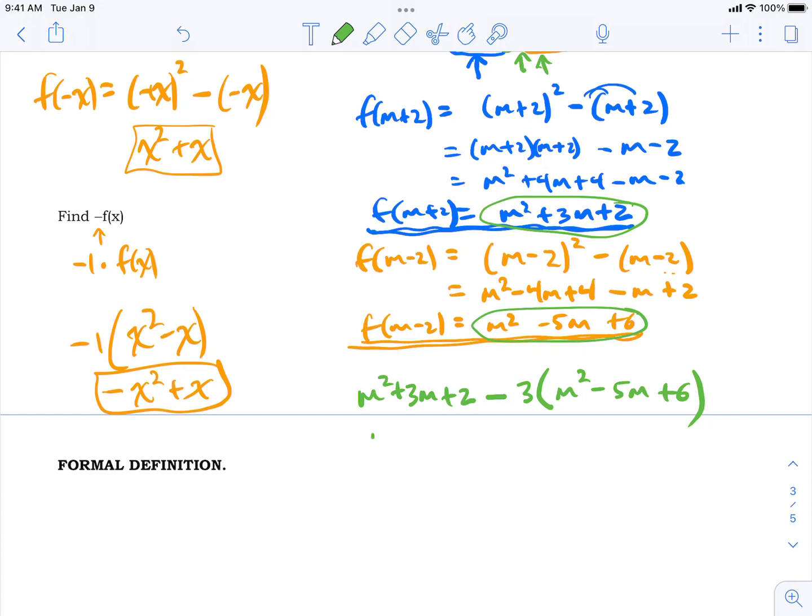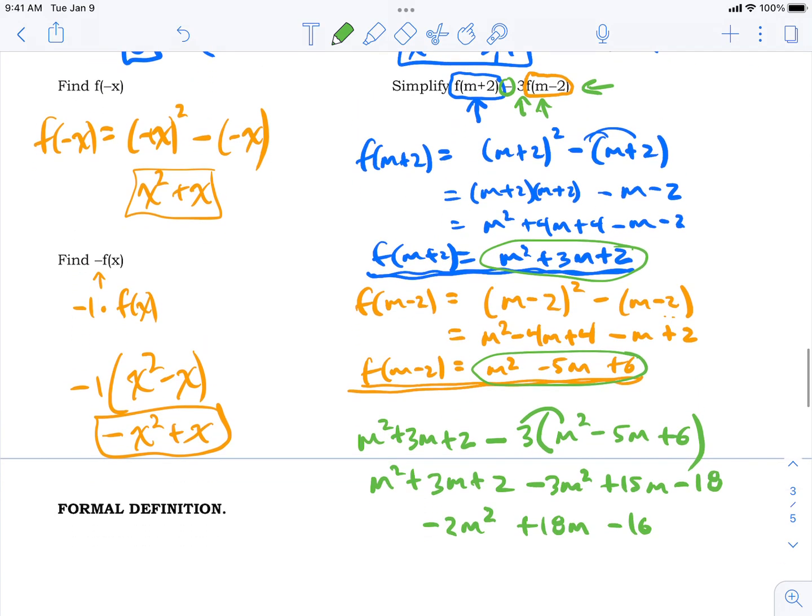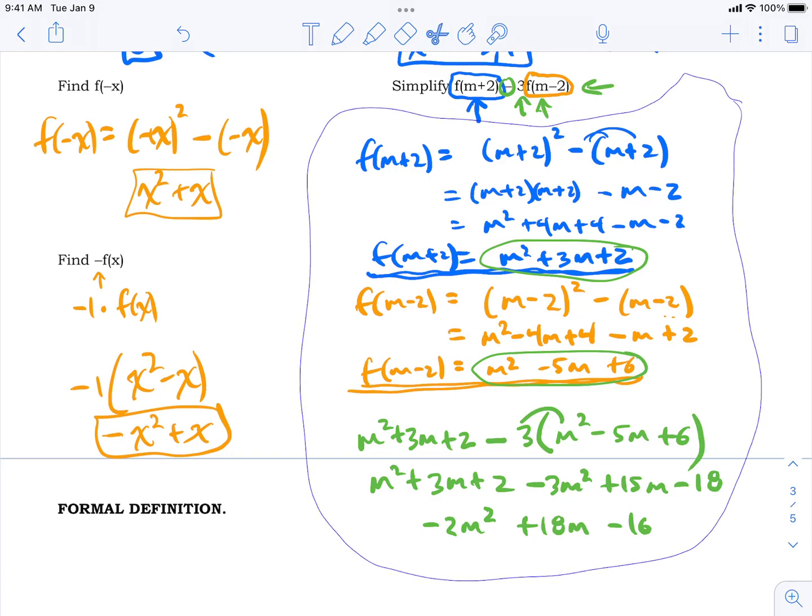So just to finish this up, m squared plus 3m plus 2, I'm distributing a negative 3 here, negative 3m squared plus 15m minus 18 is in the end going to give me a negative 2m squared plus an 18m minus a 16. And if I double check, I say, yay, that's what I got before. Good. Probably on the right track here, huh? Well, now I need to shrink this stuff up so it gets out of my way.